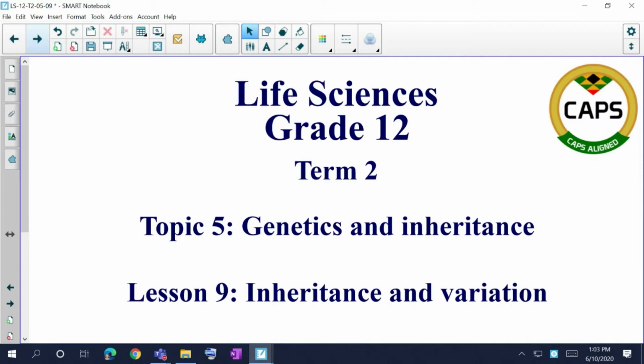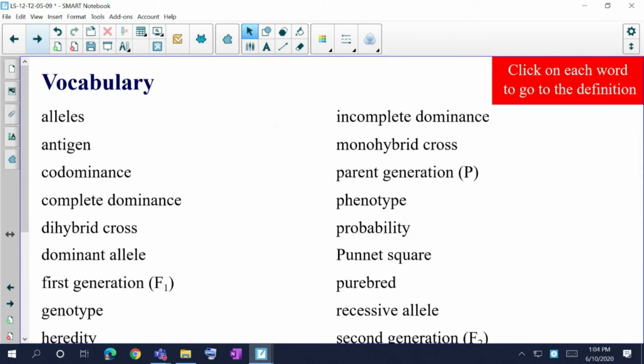Lesson 9 of our topic covers inheritance and variation. So for today, we are going to look at inheritance and variation. However, as in many subjects, we don't learn our topics in isolation. It doesn't mean that we are covering inheritance today and variation, we put a line, then we cover Mendel's laws, we put a line. No, they do overlap. So inheritance and variation is the lesson for today.